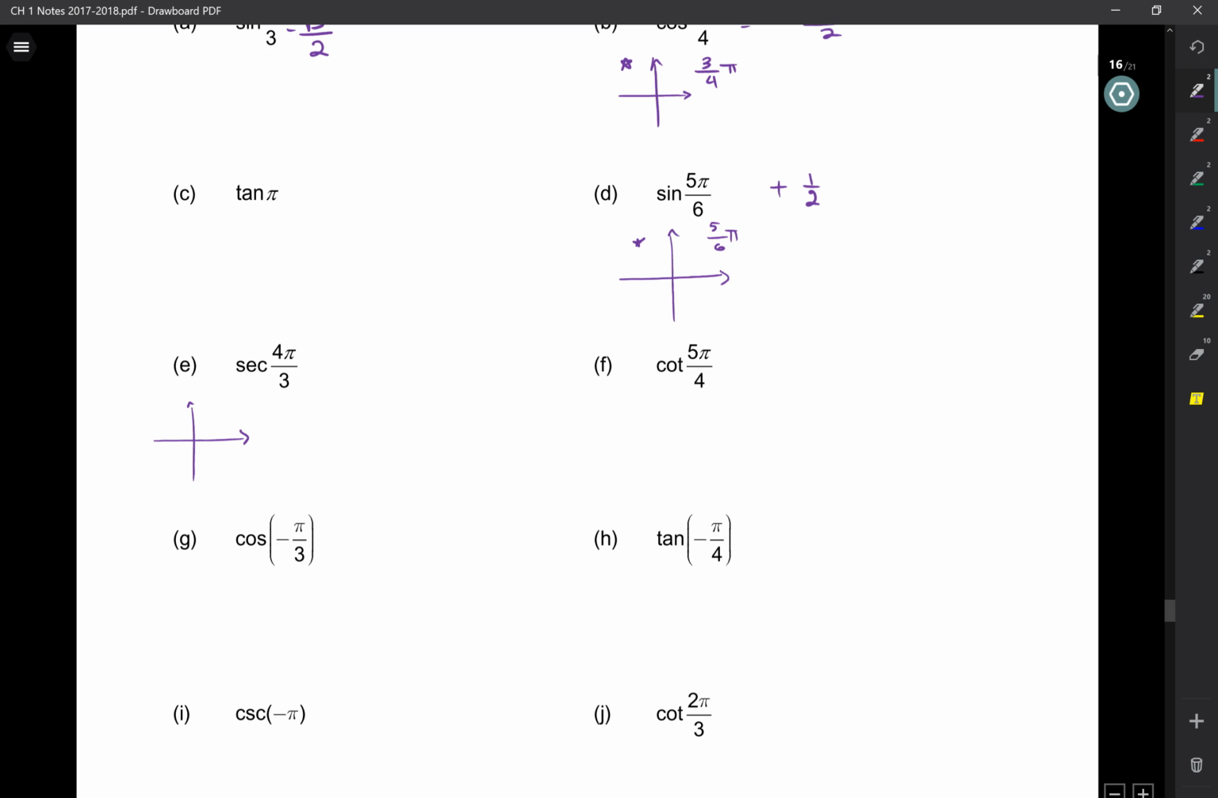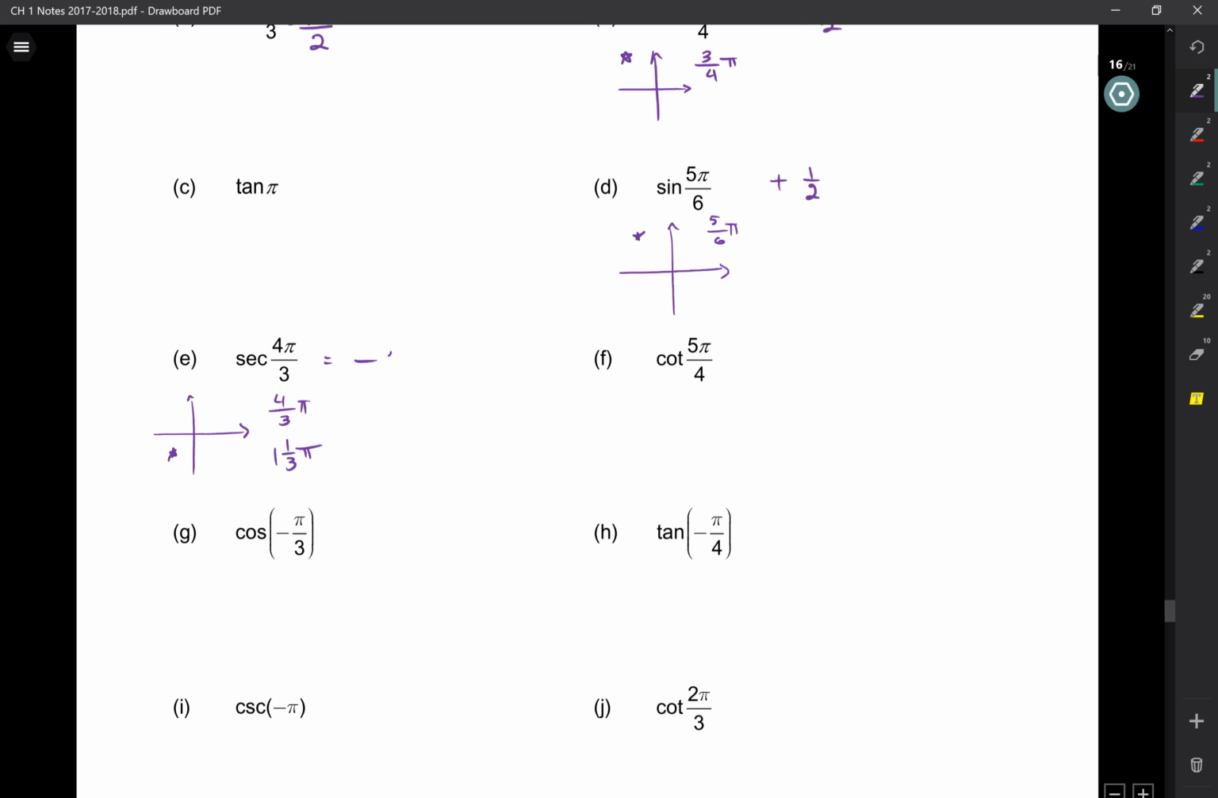4 pi over 3 is 4/3 pi, which is 1 1/3 pi. So it's the third quadrant here. Secant is like cosine. Is it positive or negative there? Negative. Now, if secant messes you up, think of cosine. What's the cosine of pi over 3? Pi over 3 is the larger one, so this must be 1/2. So secant is 2, negative 2.